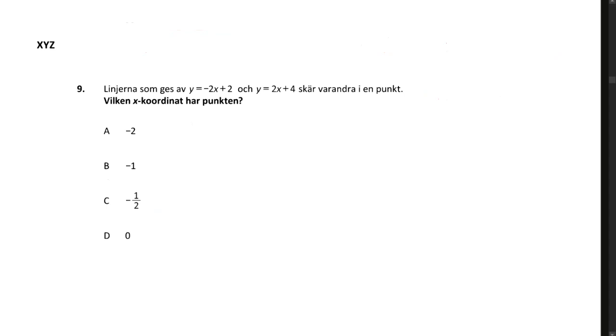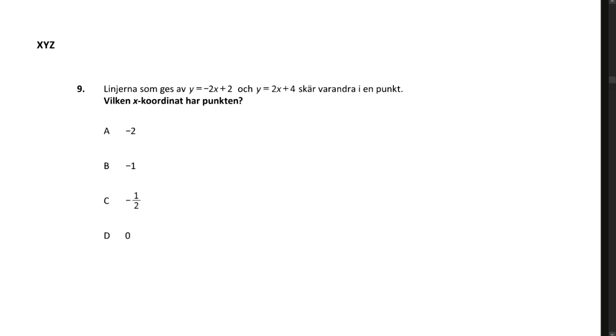Question 9. It says the lines y equals negative 2x plus 2 and y equals 2x plus 4 share the same point. Which x coordinate has this point? So you need to find the x coordinate. So on a graph, these two lines cross at exactly 1 point on the graph. We need to find the x coordinate of that point.